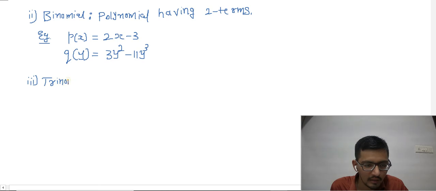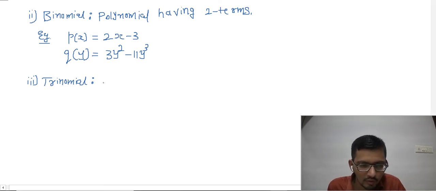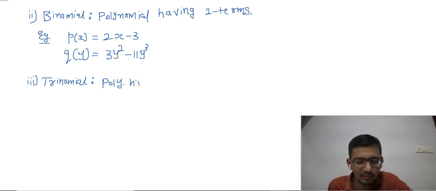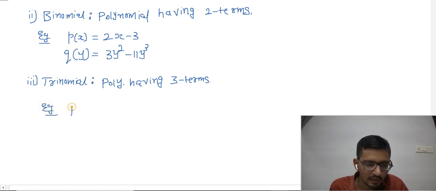And in that, third one, special type is what coming? Trinomial. So trinomial, now there is no need to give explanation, you can understand from the name. Trinomial means having how many terms? Three terms. So in trinomial, what will I write? A polynomial having exactly three terms is called a trinomial.